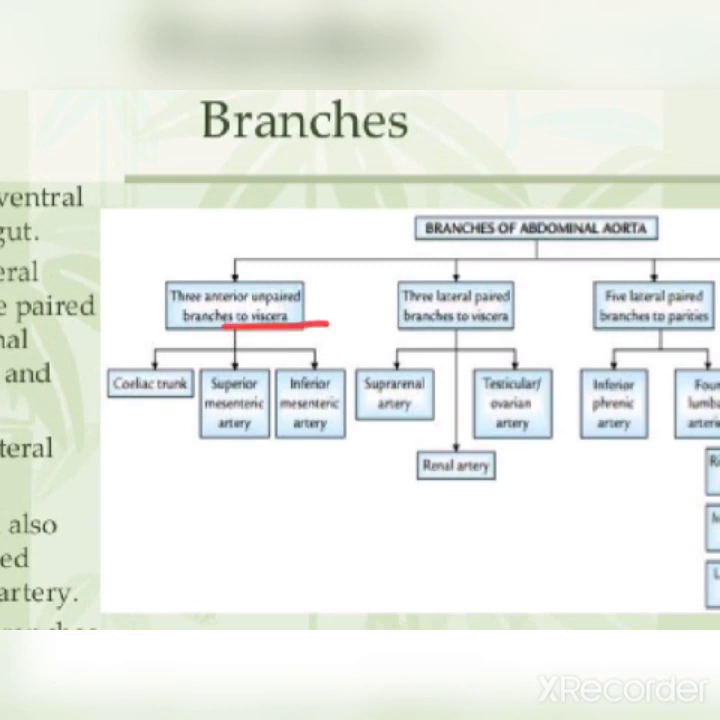Then three paired lateral branches to the viscera, this is that. Then five lateral paired branches to the parietes, paired posterolateral branches, and above, the aorta also gives rise to the paired inferior phrenic arteries and three terminal branches.